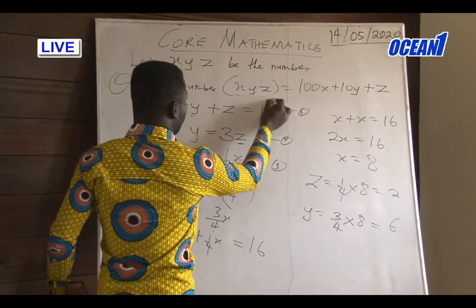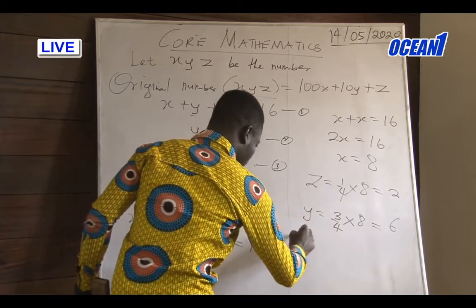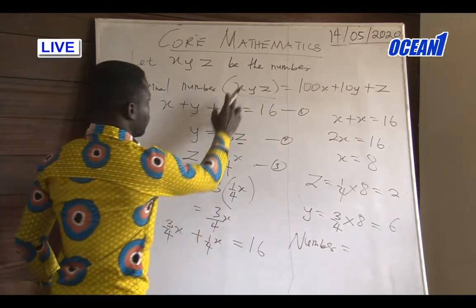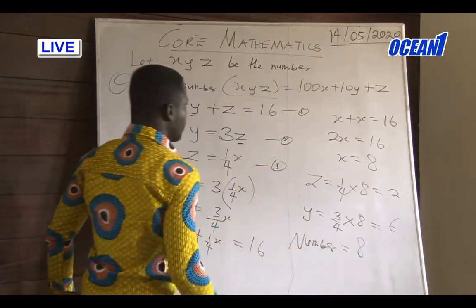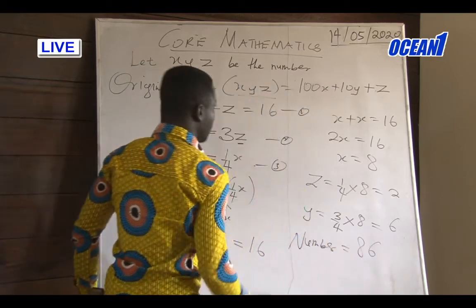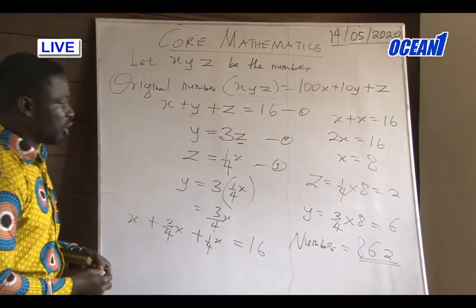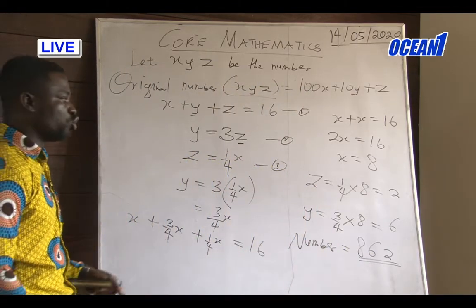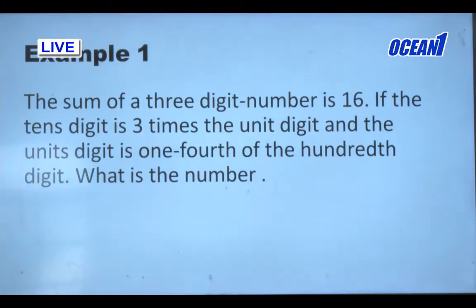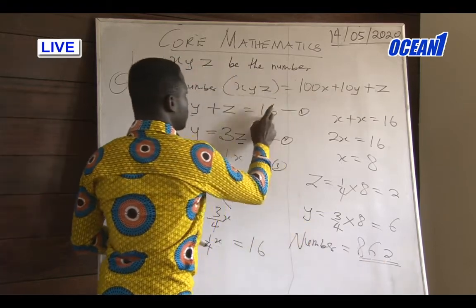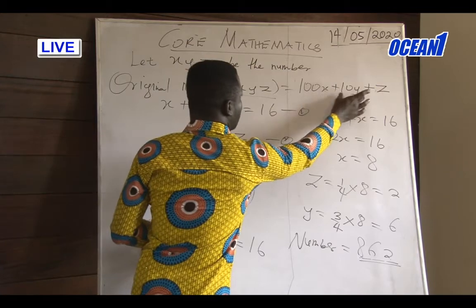So therefore the number will be equal to, in place of x is 8, in place of y is 6, and in place of z is 2. So the number they are actually talking about is 862. The digits here are 8, 6, and 2. When you sum 8, 6, and 2, that is 8 plus 6 plus 2, the result is 16.